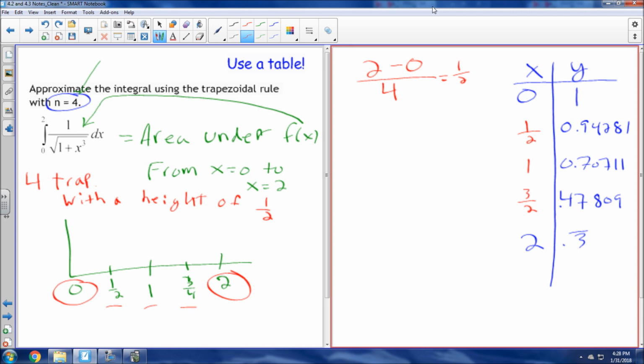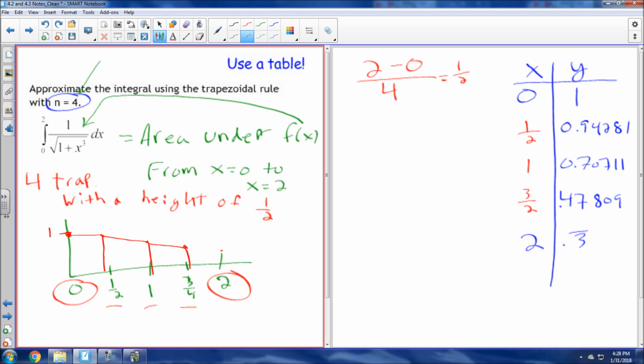If this here is 1, I've got this, and then I've got 1. The 1/2 goes to 0.94, so it's like right around here. The 1 goes to 0.707, so that's probably somewhere around here. I'm just plotting the x's and y's, not doing a great job with it, but doing the best I can. 0.5 roughly, and then 0.3. So we're basically just trying to figure out these trapezoids here.